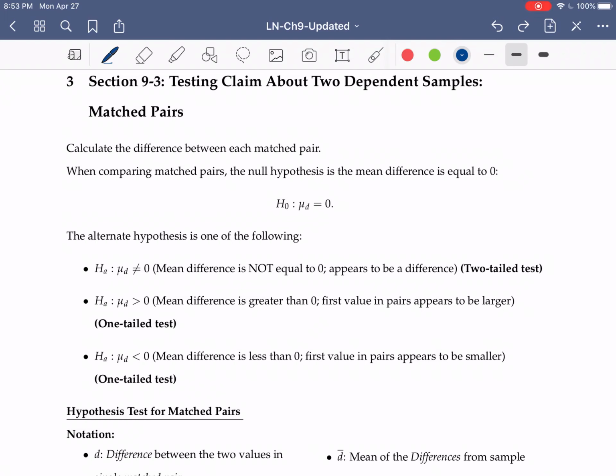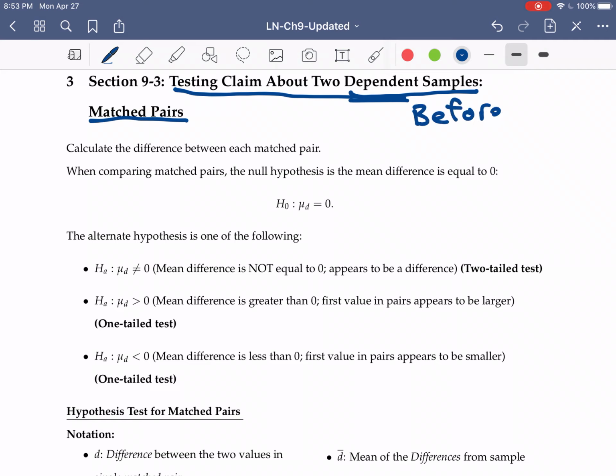In this video, we're going to take a look at testing a claim about two dependent samples, right? So here we have samples that are dependent. We will call those matched pairs. And so when we have matched pairs, we are looking at two data values or two sample sets where a value in the first sample set is somehow naturally linked to a value in the second sample set. So you can think about things like before and after measurements.